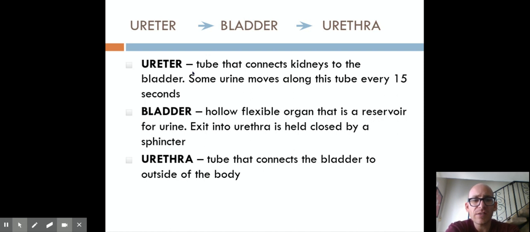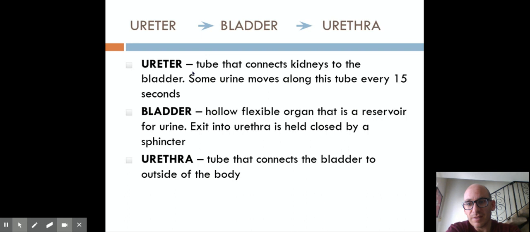So the exit from the bladder is controlled by a sphincter. Basically, that is a ring of muscle that can contract to not allow anything to go through, or it can relax to allow the urine to come out. That's why when you go pee, you usually want to think about relaxing to allow it to flow. You want to relax the sphincter in the bladder to allow it to flow out of the urethra.